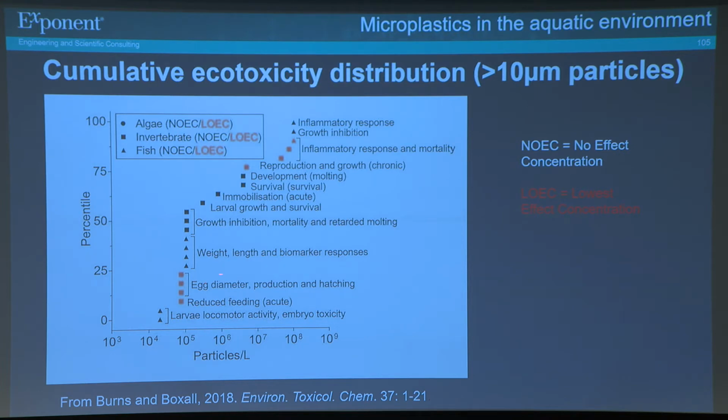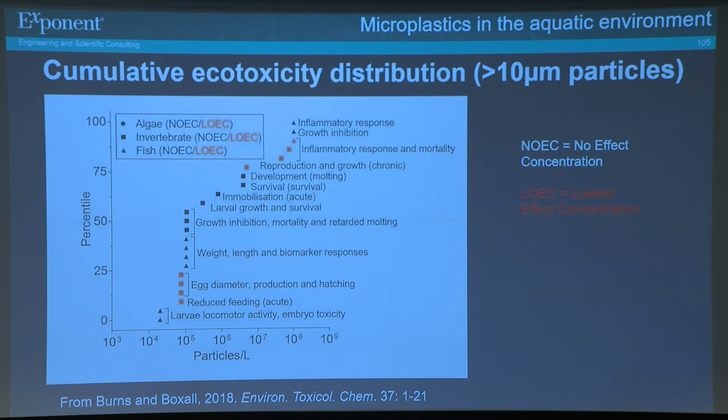Some of the endpoints that were observed are reduced locomotor activity, reduced feeding, reduced egg diameter or production, weight, length, I should say. So this particular graph is just the studies that were in the greater than 10 micron particle sizes, because they separated it out because there's an acknowledgement that the concentration that might cause effects could be related to the size of the particle.